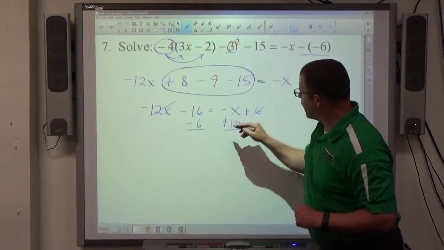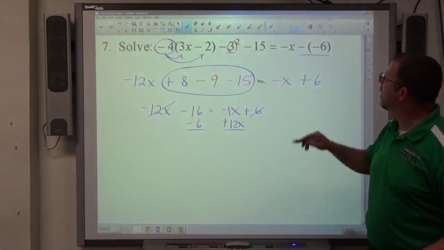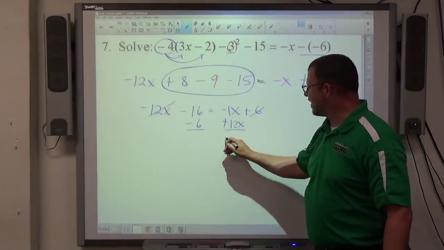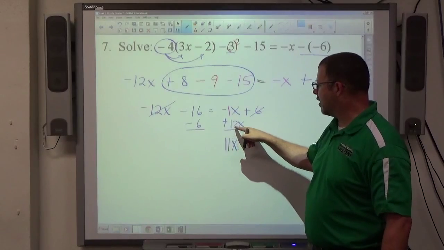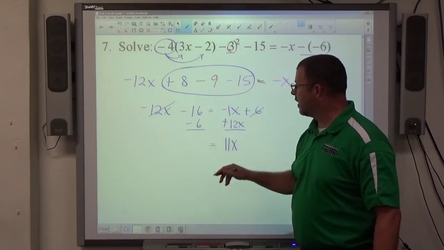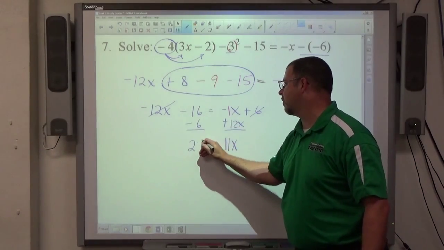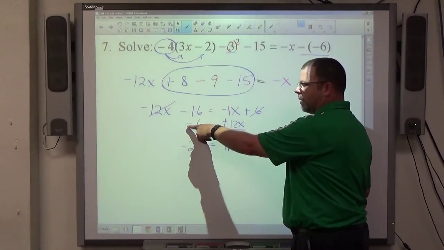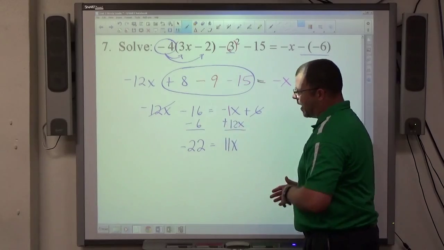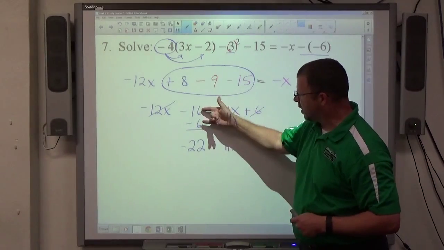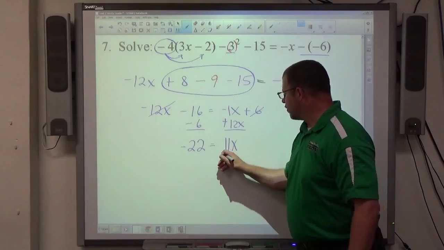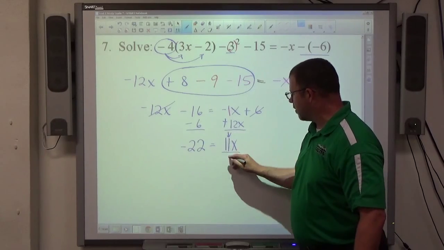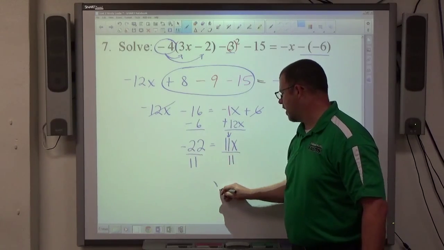Be careful that there is a 1 in front of that x. Don't forget about that 1. 12 minus 1 is 11. Opposite sign, subtract. 12 is bigger, so it's positive. Negative 16, negative 6, those are the same sign, so I add negative because 16 is bigger. So just because you see minus doesn't mean subtract. Just because you see plus doesn't mean add. Opposite sign subtracted, same signs added. Divide both sides by the number in front of x, which is this number, 11. So x equals negative 2.